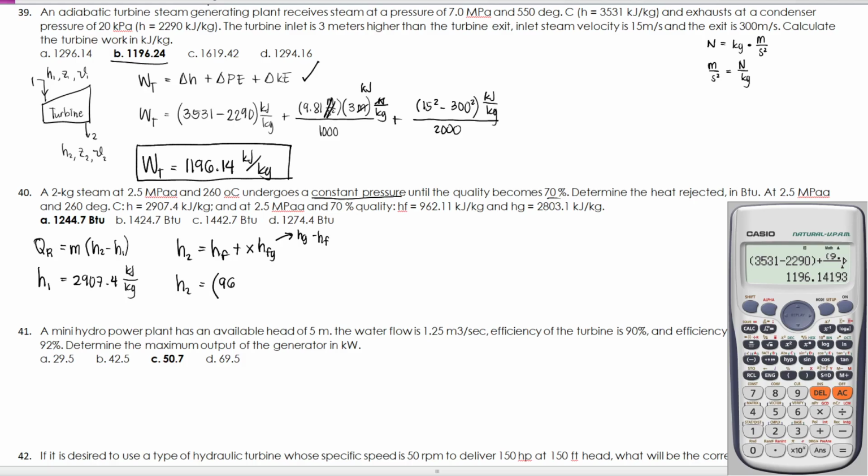So, HF is 962.11 plus 70% or 0.70 na quality times ang HFG nga is HG na 2803.1 minus HF na 962.11. Okay, so calculate natin. 962.11 plus 0.7 times 2803.1 minus 962.11. So, 2250.803.